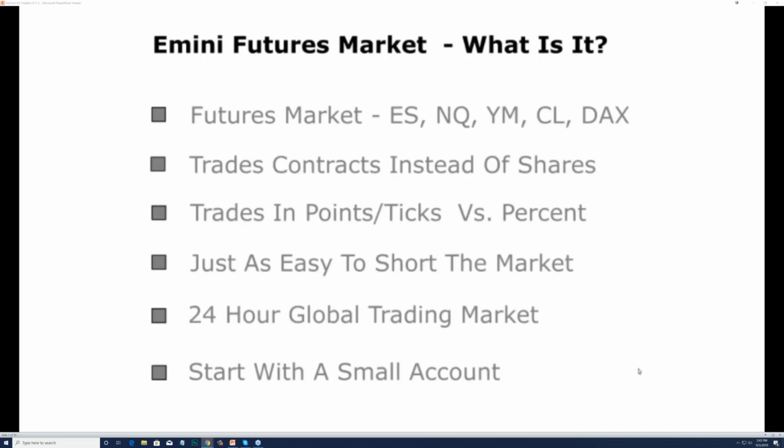The futures market is made up of different symbols which represent the different markets. So we have the ES, which is the S&P 500. The NQ stands for the NASDAQ. YM is the Dow. CL is oil. The DAX is a European market. We don't have that symbol anymore. We put the 6E in there, which is futures on the currencies.